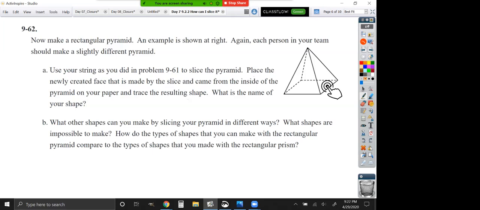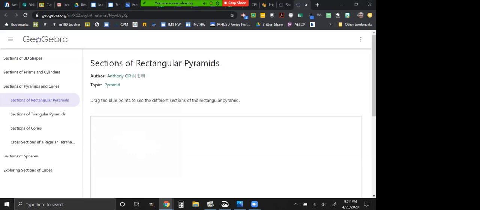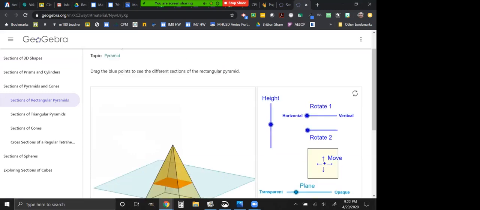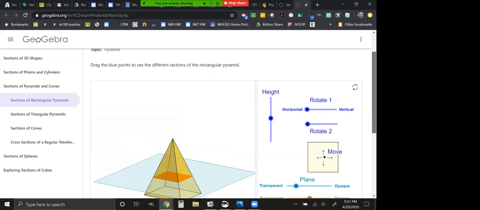So they say use the strings you did and slice the pyramid. I'm going to look ahead here, but what other shapes can you make by slicing the pyramid? What shapes are impossible to make? How do these types of shapes that you can make with a rectangular pyramid compare to the types of shapes you made with a rectangular prism? All right, so let's check out the digital tool that belongs to this one. Go here. The guy who wrote these things, his name's Anthony, and he did a really cool job with it.